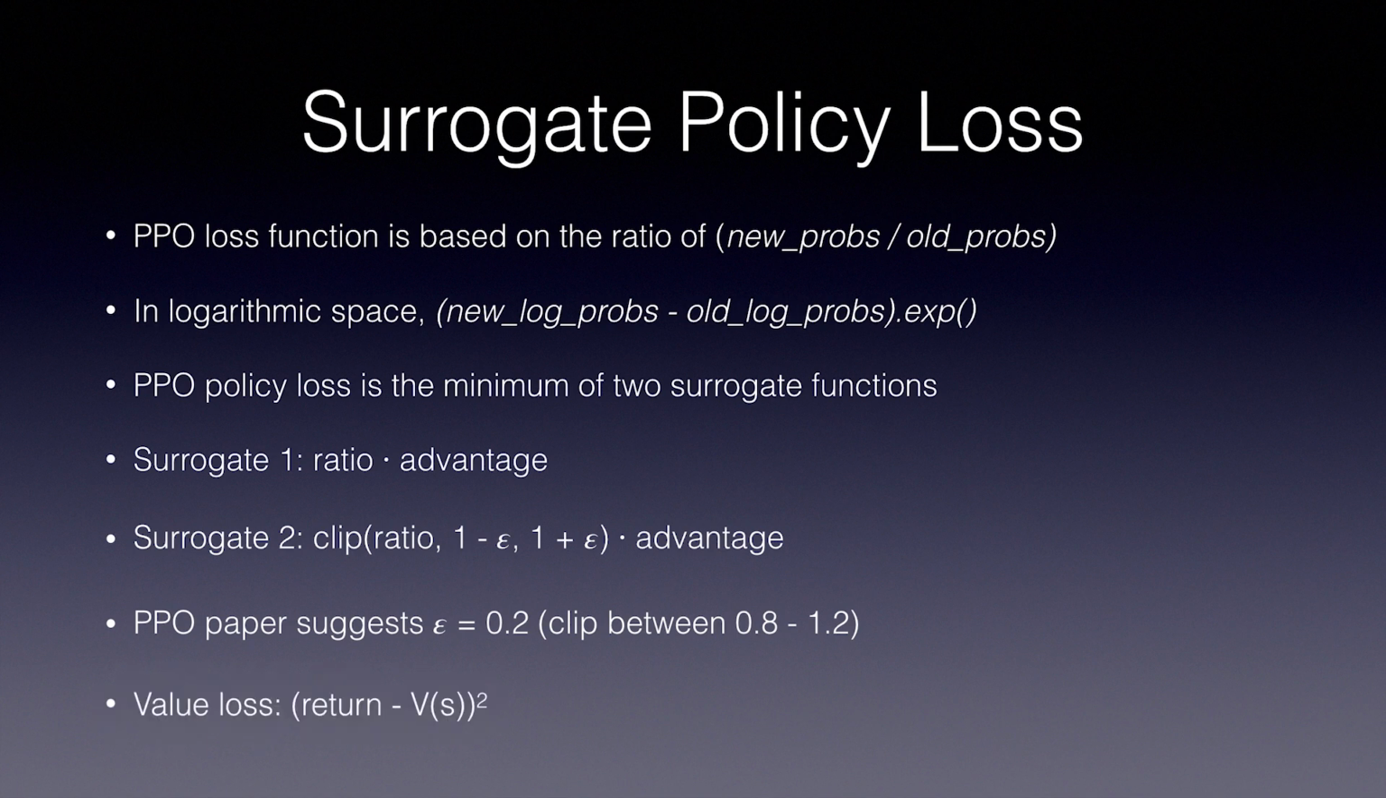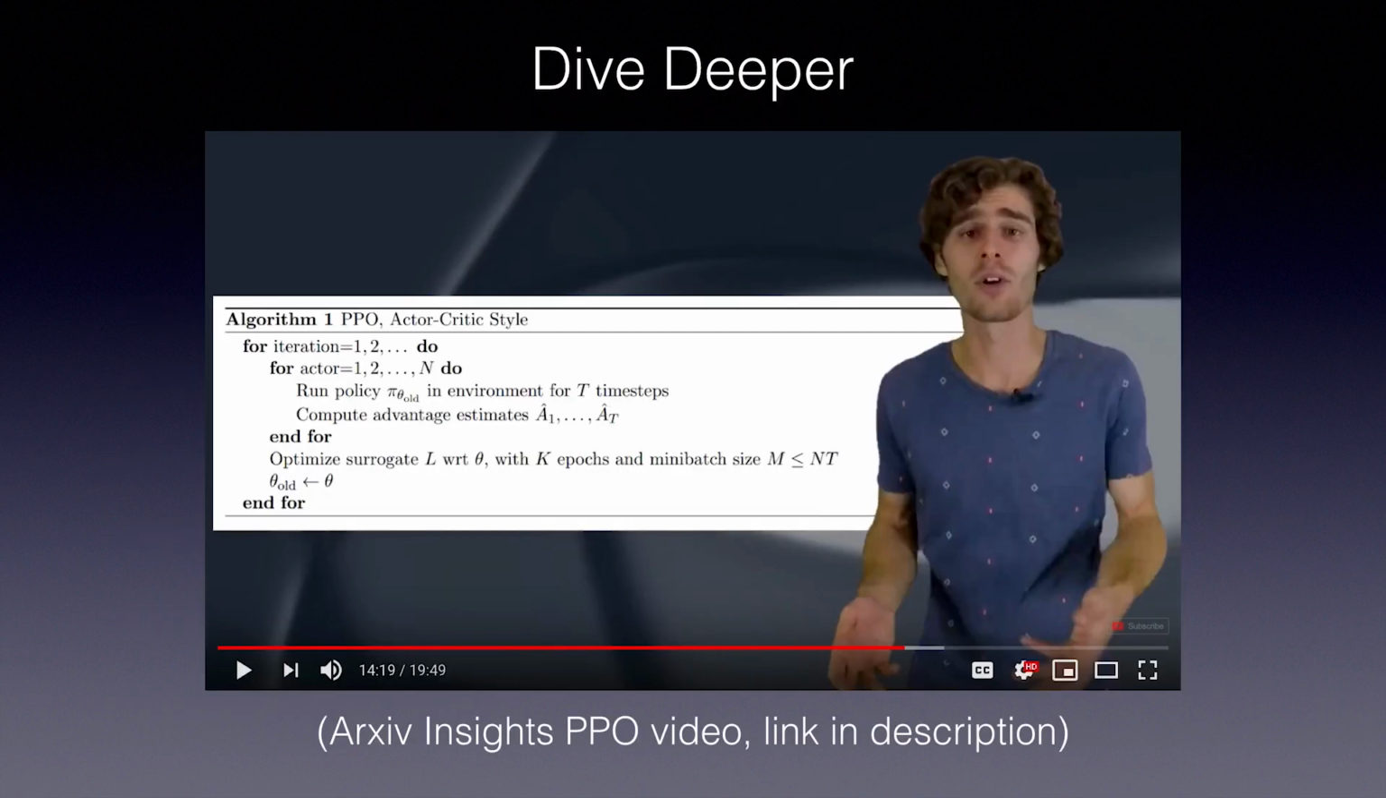Value loss stays the same as an actor critic, the mean squared error between the actual calculated returns and the value returned by the network. If you want to dive into some technical details about how this works and why it works, there's a great 20-minute video by Arxiv Insights, which I will link in the description.